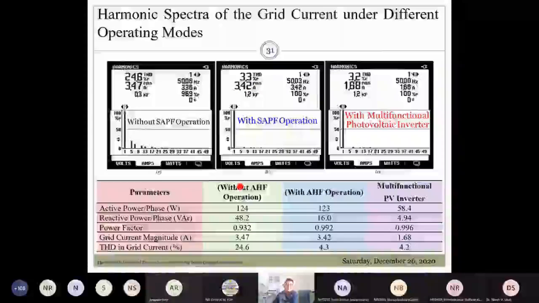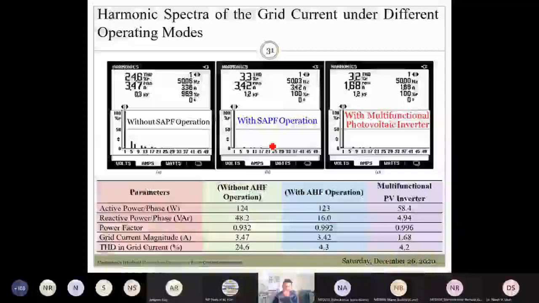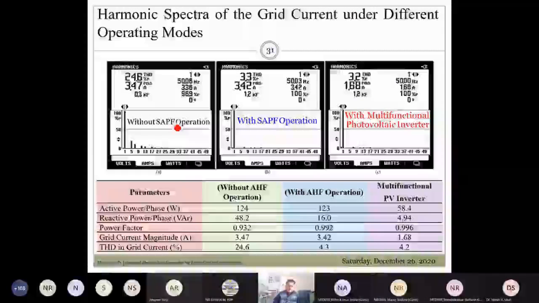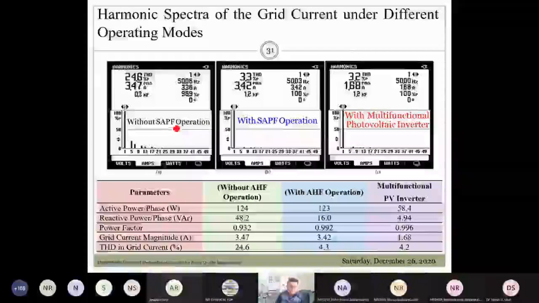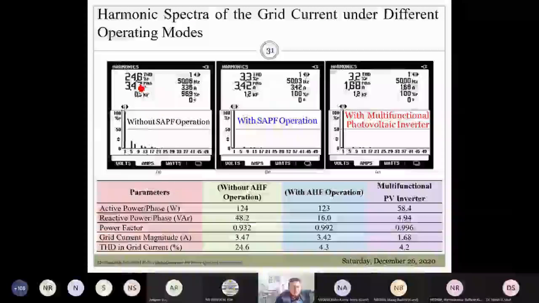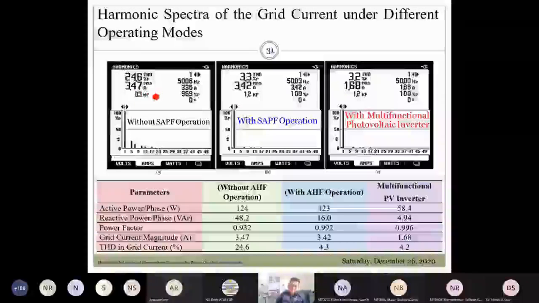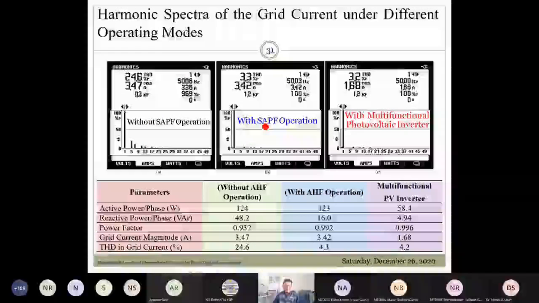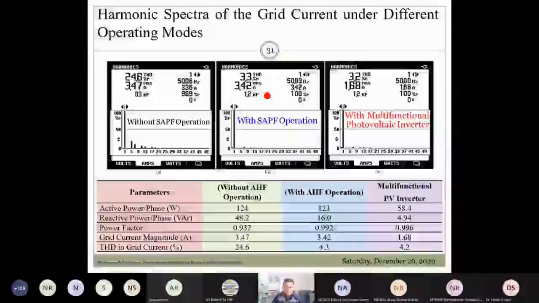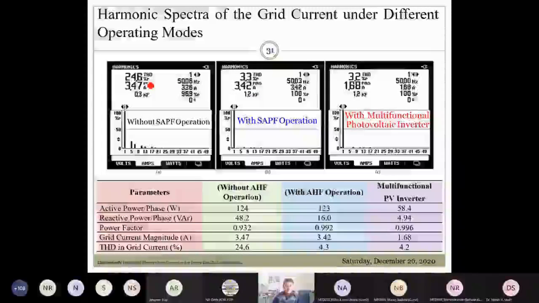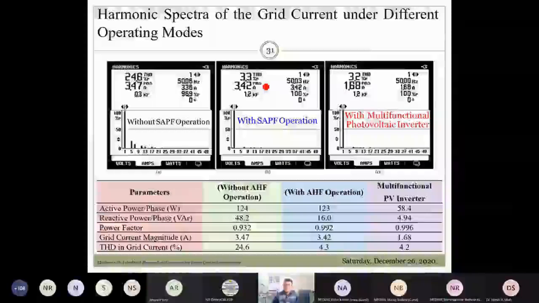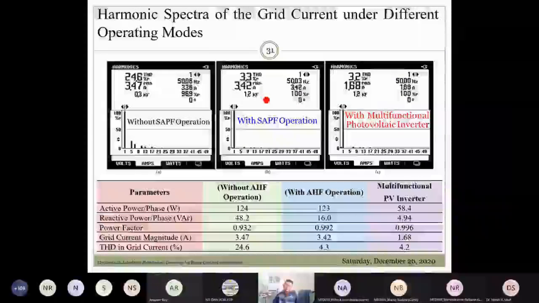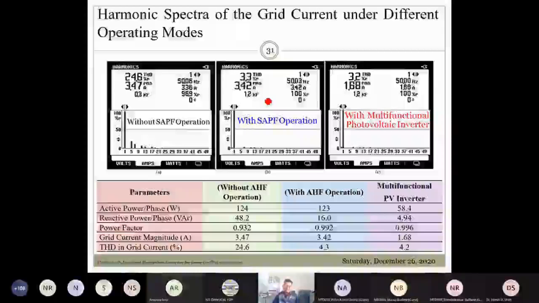Proceeding further, the harmonic spectra of the grid current is presented here for the different operating conditions. When the active harmonic filter is disabled, the total harmonic distortion observed in the utility grid current is around 24.6%, and the grid current magnitude is 3.47%. On the contrary, during the shunt active power filter operation, the grid current harmonics are reduced from 24.6% to 3.3%, which complies with the 5% THD limit specified in the revised IEEE standard 519/2014.